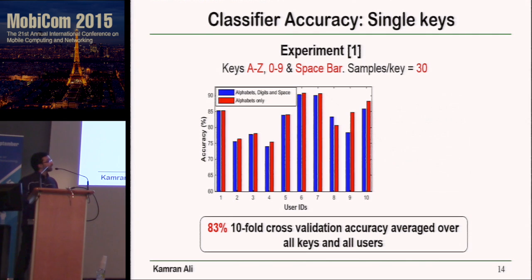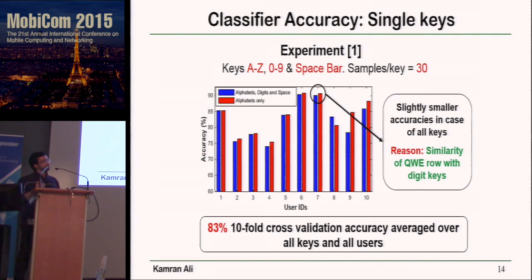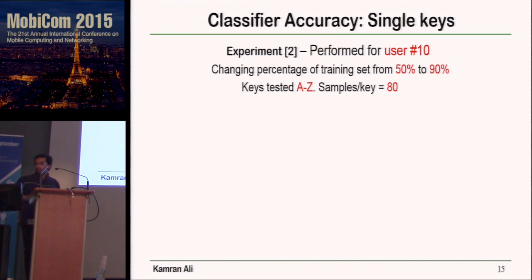So we observed slightly smaller accuracies in the case when all the 37 keys were used. The major reason behind it is the similarity in the motion when we are pressing keys on the QWE row of the keyboard with the digit row of the keyboard.